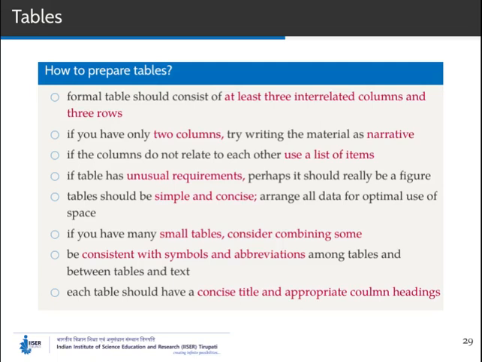Tables should be simple and concise. Arrange all data for optimal use of space. If you have many small tables, consider combining them, and be consistent with symbols and abbreviations among tables and between tables and text. Each table should have a concise title and appropriate column headings.